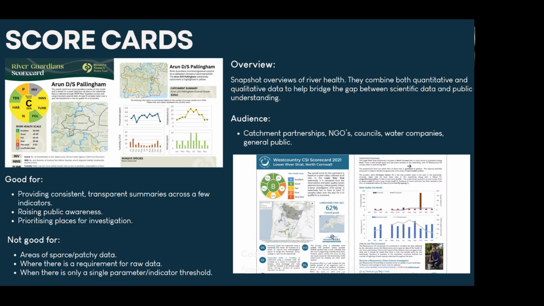What they're not so good for is areas where you've got sparse or patchy data, or where there is a requirement to show raw data. So you'll notice that the two examples I've got on here, one from Wessex and one from West Country, they show the graphs, but they don't actually include the raw data. So if there is a requirement to include that, these aren't so great for that. And they're also not great where you've just got a single parameter or indicator threshold. It really needs the whole suite, bringing it together to build up a robust picture there.